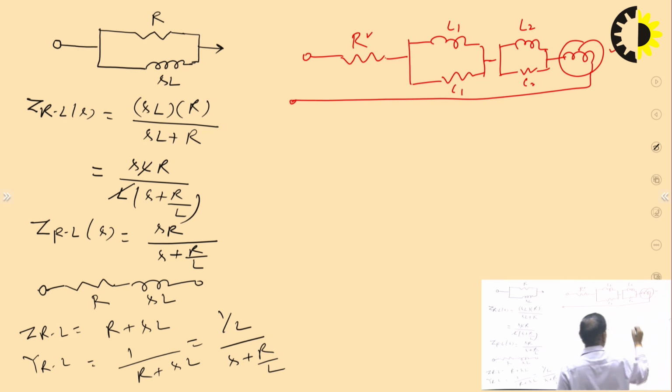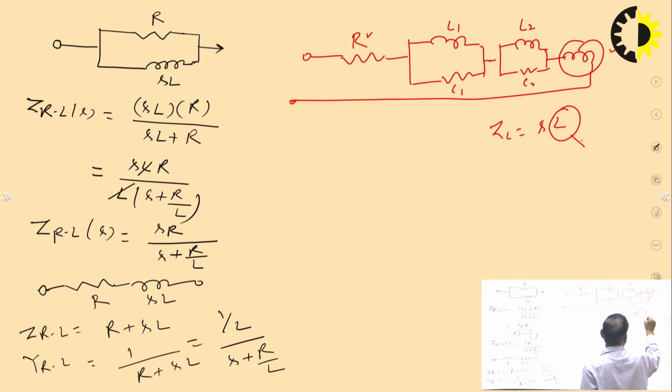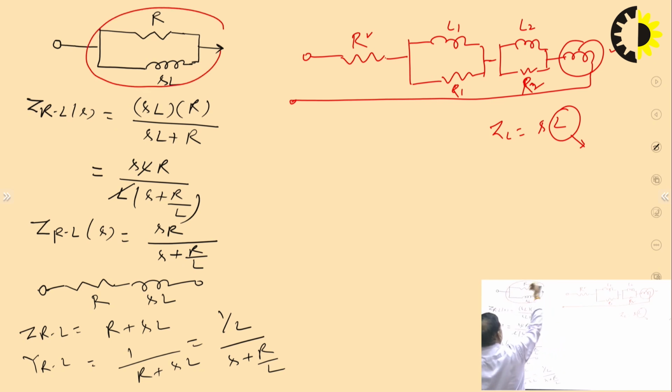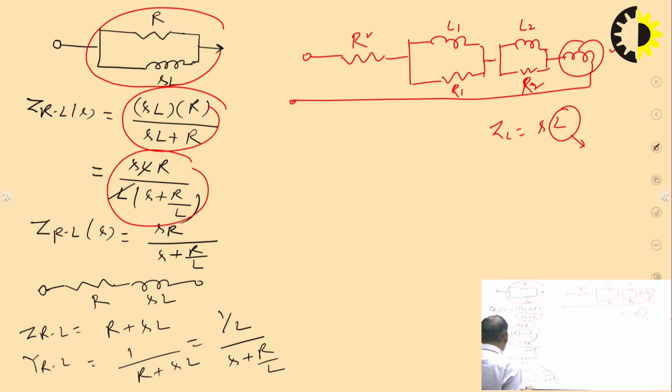Okay, we know that if the inductive impedance is SL, this is the inductor value we can get. The problem lies with L1 and C1. Sorry, this is R1. This is your R2. So look at here. This is the parallel combination of resistor and inductor. So convert it into S domain. Find the equivalent impedance. This, okay, and finally we get this.